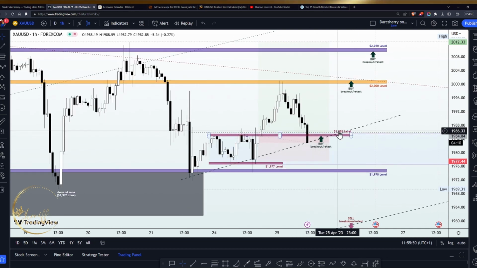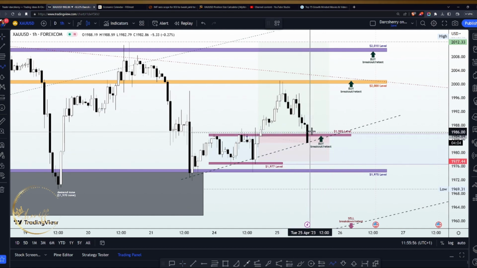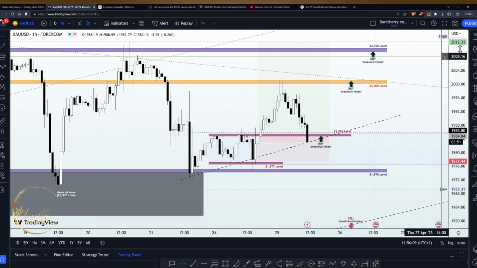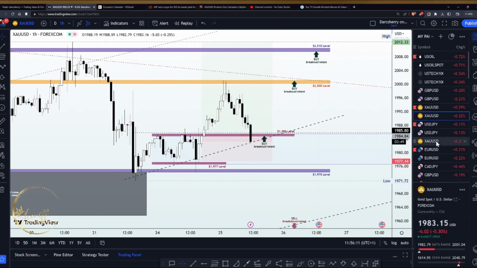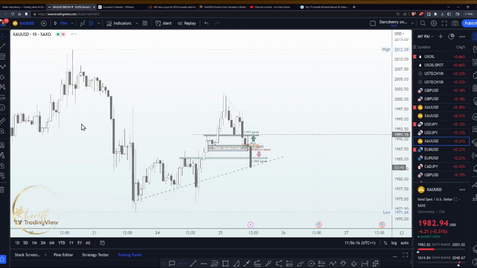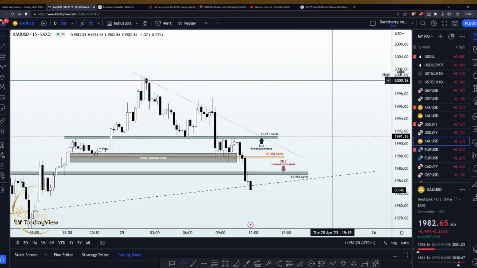So anywhere above the trend line and the 1985 will welcome some buy position. But if at any point in time the breakdown of that trend line happens, then we will be getting ready to sell, where a further breakdown of the 1975 will welcome more selling opportunities in this market. And I think I was able to identify a simple setup on the 15 minutes time frame, which I would love to share with you. And I think we can use this structure to guide our trading activity for today.